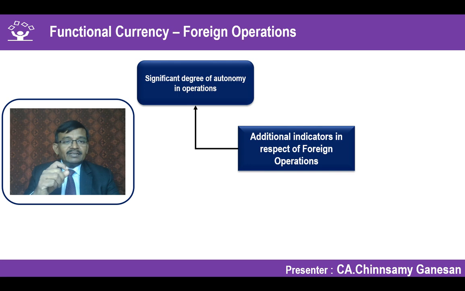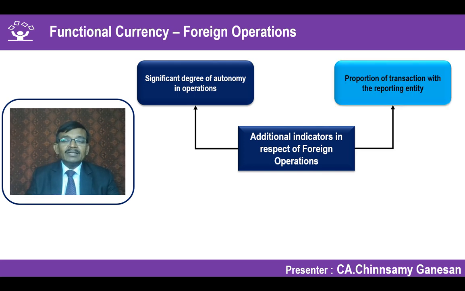If I say that no, autonomy is not significant, it is depending on the parent, then the transaction will be based on the parent's functional currency. If I have significant autonomy for the subsidiary, the functional currency will be based on the primary and secondary indicators of the country in which the foreign subsidiary is operating.